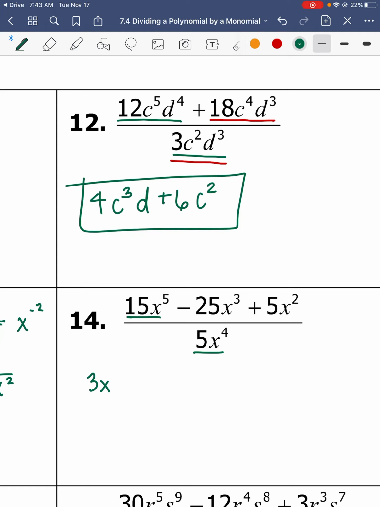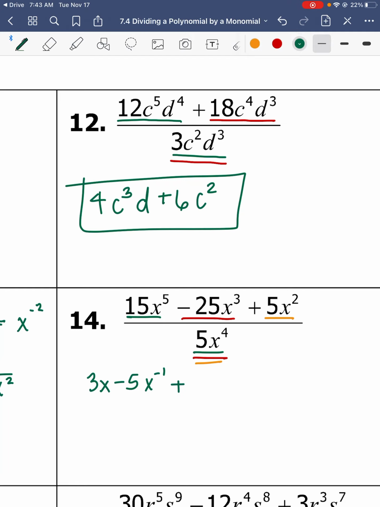15x to the 5th divided by 5x to the 4th. 15 divided by 5 is 3. X to the 5th divided by x to the 4th is x. Okay, negative 25x cubed divided by 5x to the 4th. We get negative 25 divided by 5 is negative 5. X cubed divided by x to the 4th, so we have 3 minus 4, which is x to the negative 1.